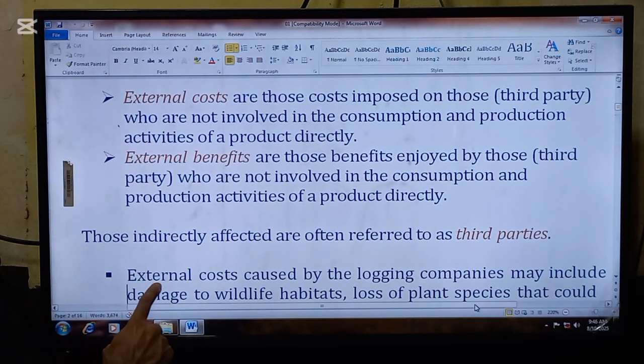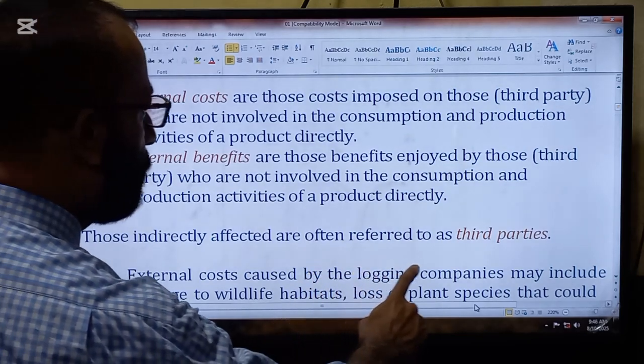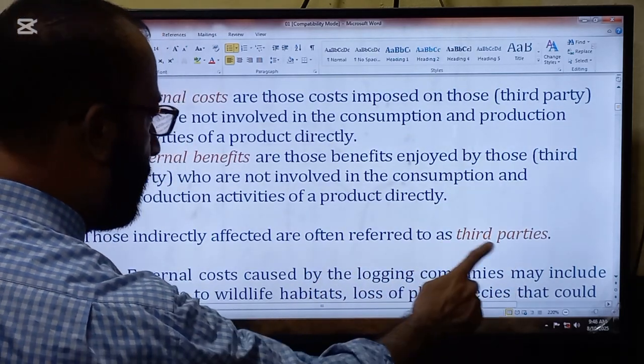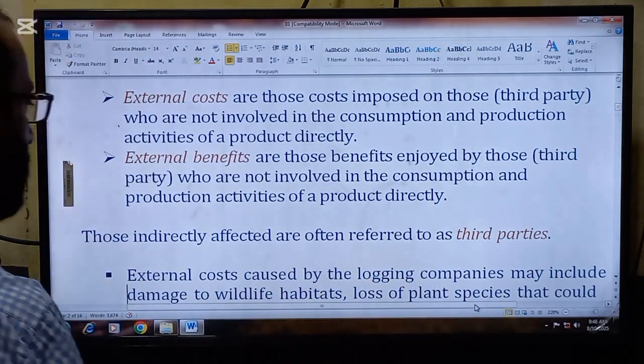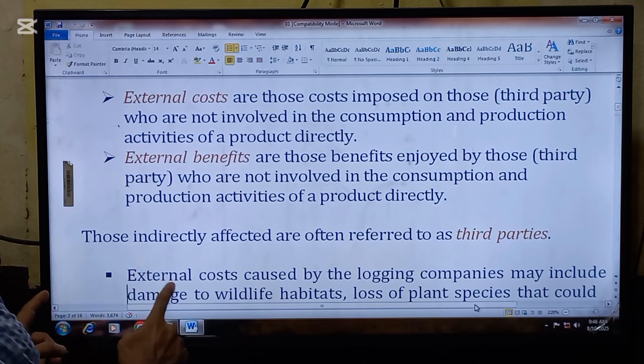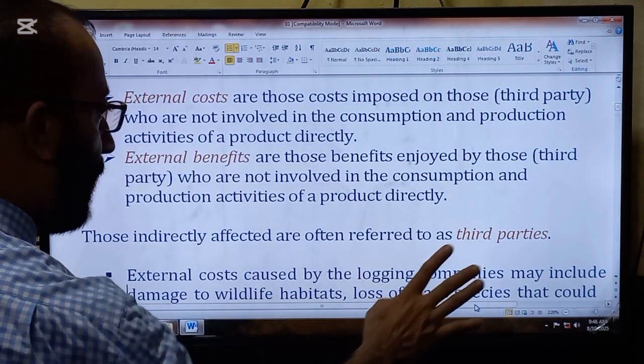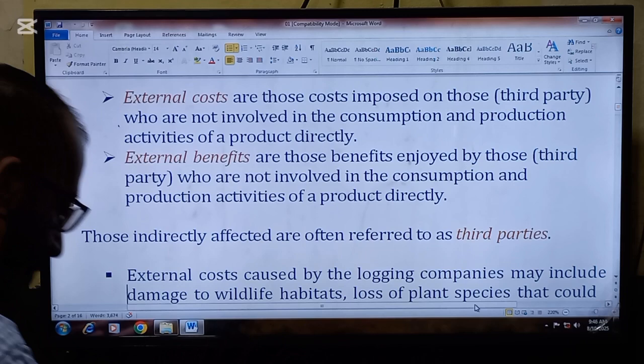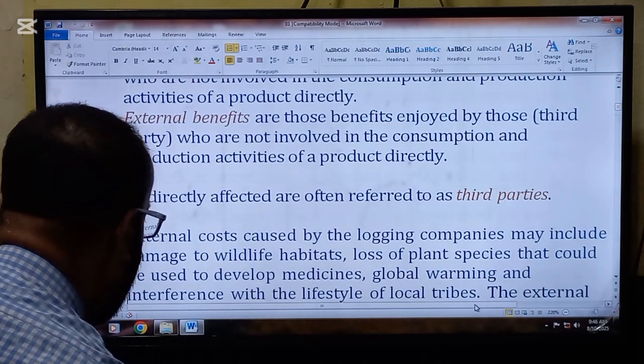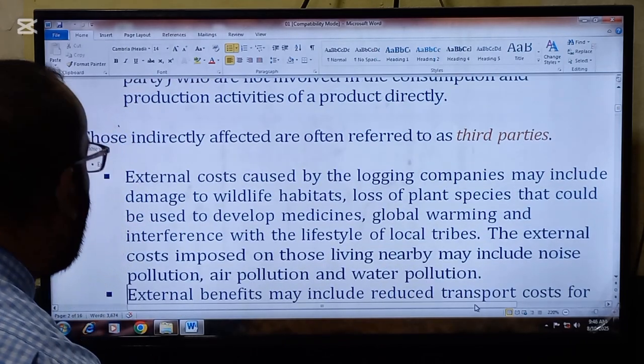Those indirectly affected are often referred to as third parties. So this is the definition of the third party. Those indirectly affected are often referred to as third parties, which are not directly involved in the production and the consumption of the activities.